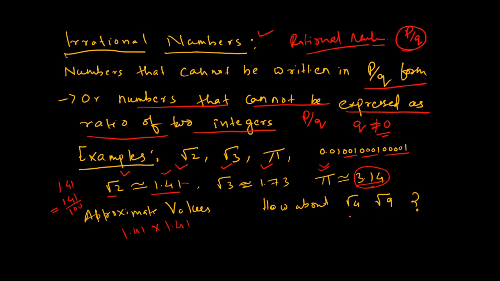Now how about numbers like root 4, root 9? Well, these are perfect squares. Like root 4, we know that it's 2. So this is the exact value, not an approximate value, right? And 2 can be expressed as 2 by 1. Hence this is a rational number. Similarly, root 9, which is 3, which is 3 by 1. So this is also a rational number. So this is the basic difference between rational numbers and irrational numbers.